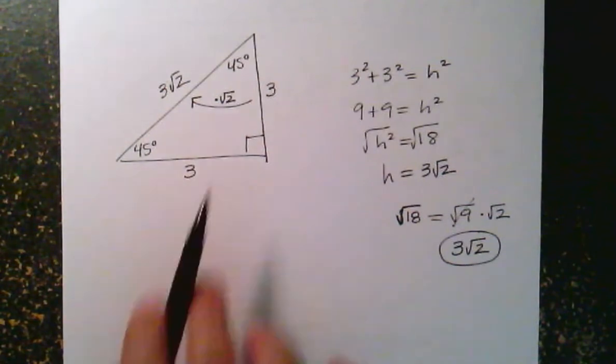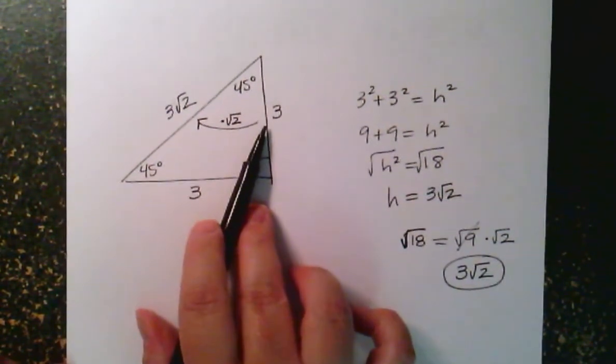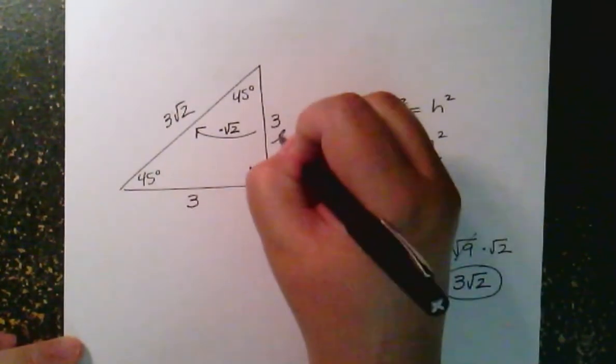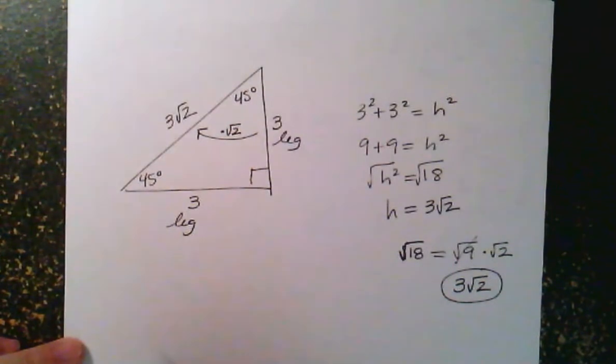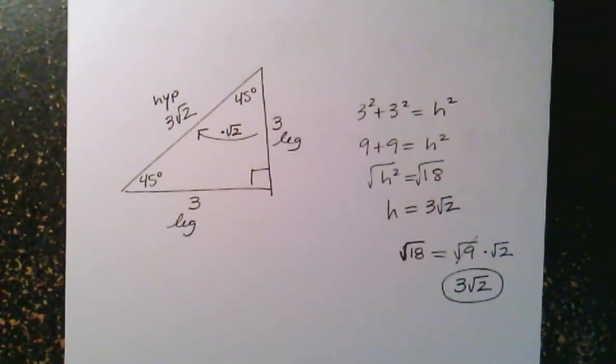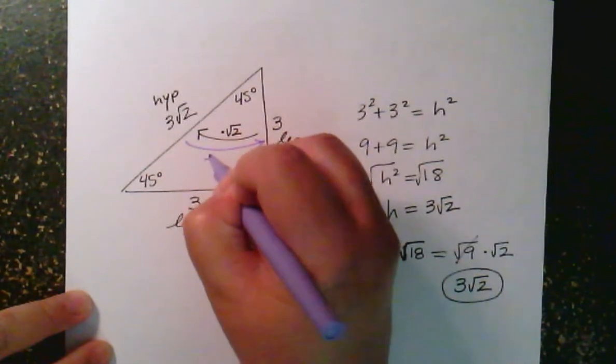Now, we don't have a short leg and a long leg here. We just have a leg. This is a leg, and this is a leg, and they're both the same. So there's not a short one and a long leg. And this is the hypotenuse. So going from the leg to the hypotenuse, we said we're going to multiply by square root of 2. That means going backwards, hypotenuse to the leg, we would divide by square root of 2.